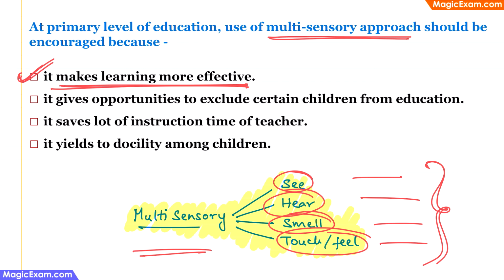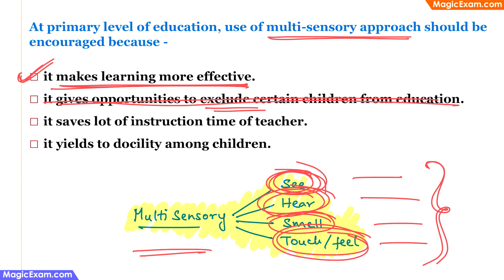The next one, it gives opportunity to exclude certain students from education. This is incorrect. Why are you trying to exclude any student from the class, right? So this is a meaningless sentence here. Next, it saves a lot of instruction time of the teacher. Not necessarily, because if the teacher just reads about that, uses just one sentence, shows a picture, then the teacher saves a lot of time. By using a multi-sensory approach, that is by making the children see a picture of the bird, by playing some sounds of the bird, by probably providing them an opportunity to touch and feel the bird, the teacher is actually using up a lot of time.